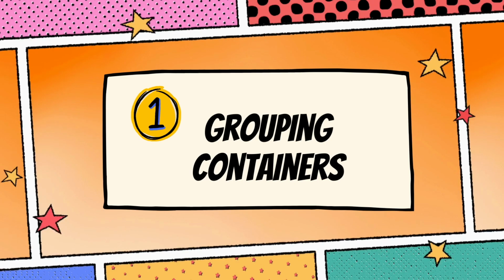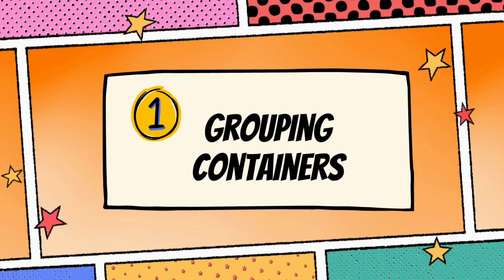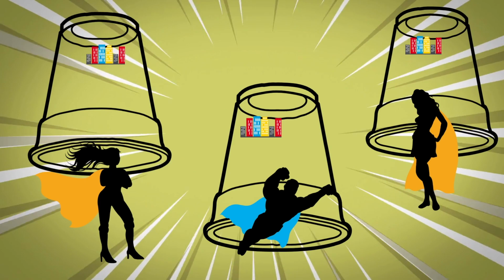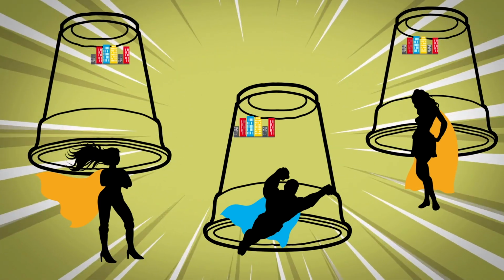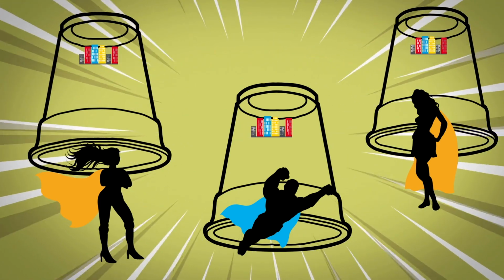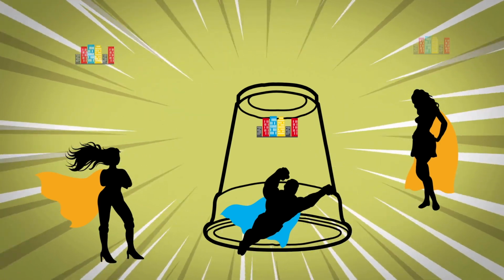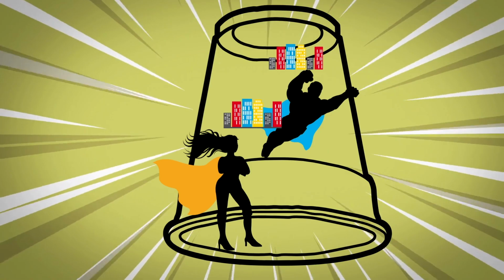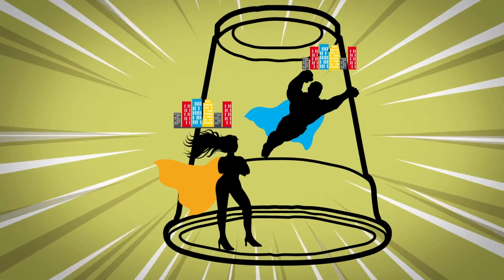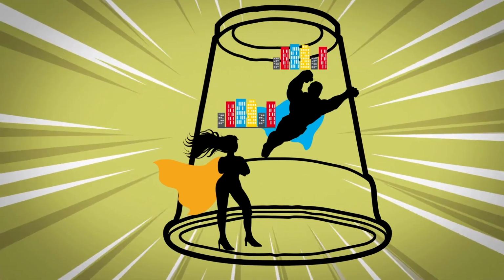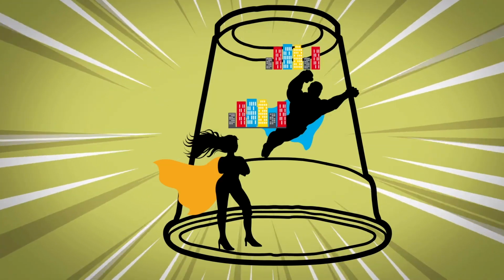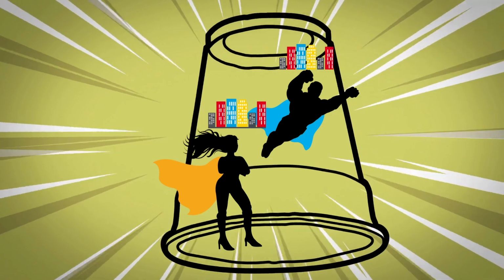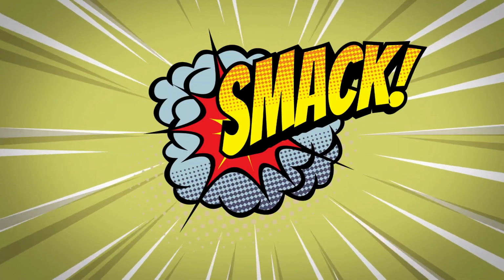Let's explore what pod pals do. 1. Grouping containers. Pod pals are used to group one or more containers that need to work together. These containers are tightly coupled and share the same network and storage. Imagine a superhero team in a pod that consists of a web server container and a database container. They work together to serve a web application. These containers are part of the same pod because they need to communicate closely.